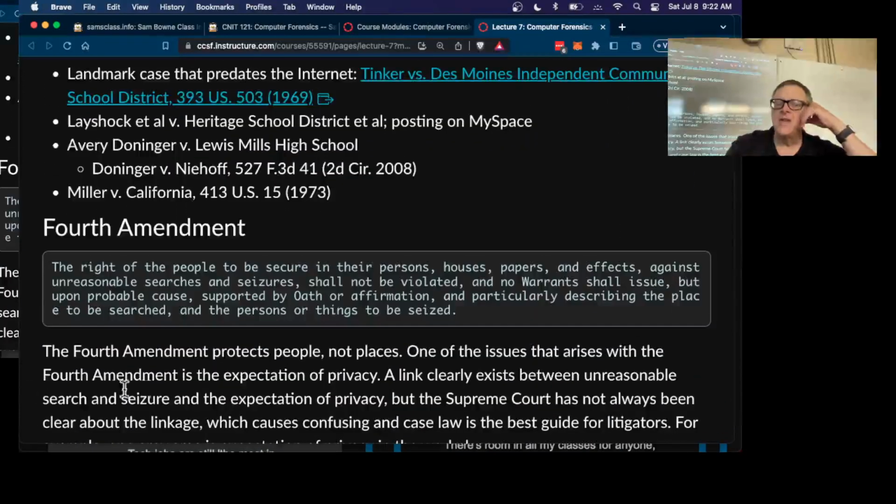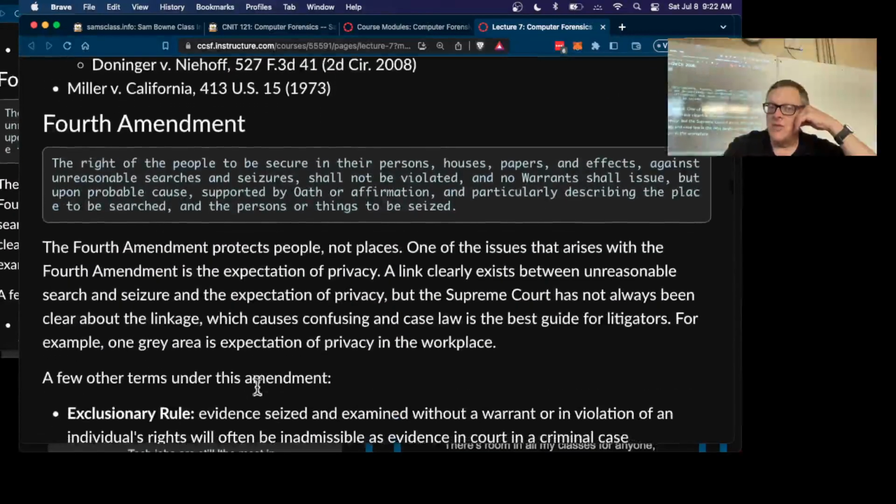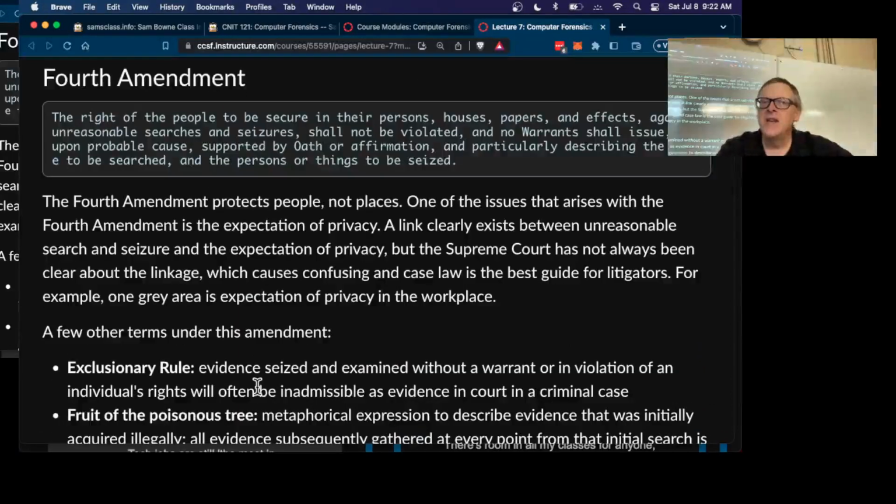And the Fourth Amendment is extremely relevant to computer forensics. The Fourth Amendment says that the government cannot search your stuff without probable cause. They need to have probable cause and get a search warrant that specifies what they're looking at. They cannot just arbitrarily go in your house and start looking for stuff for evidence of crime.